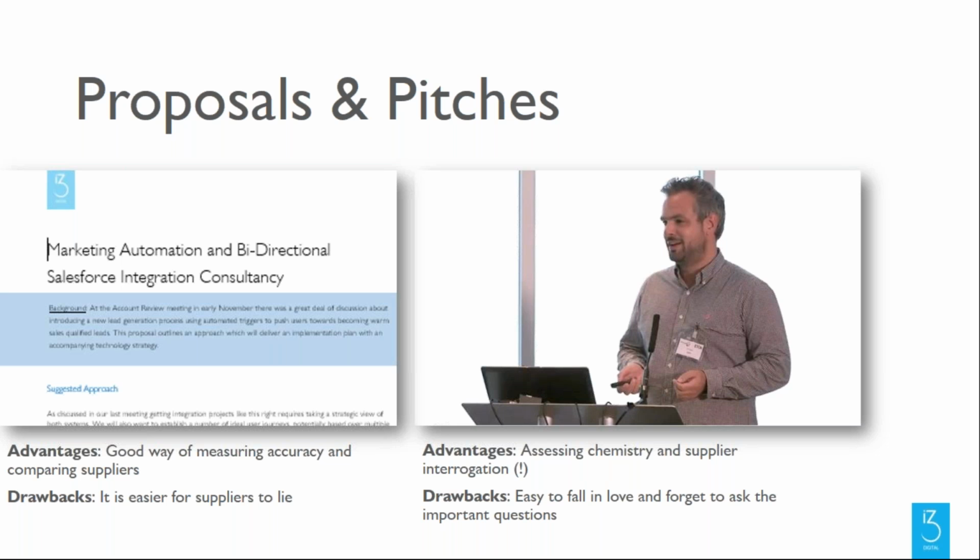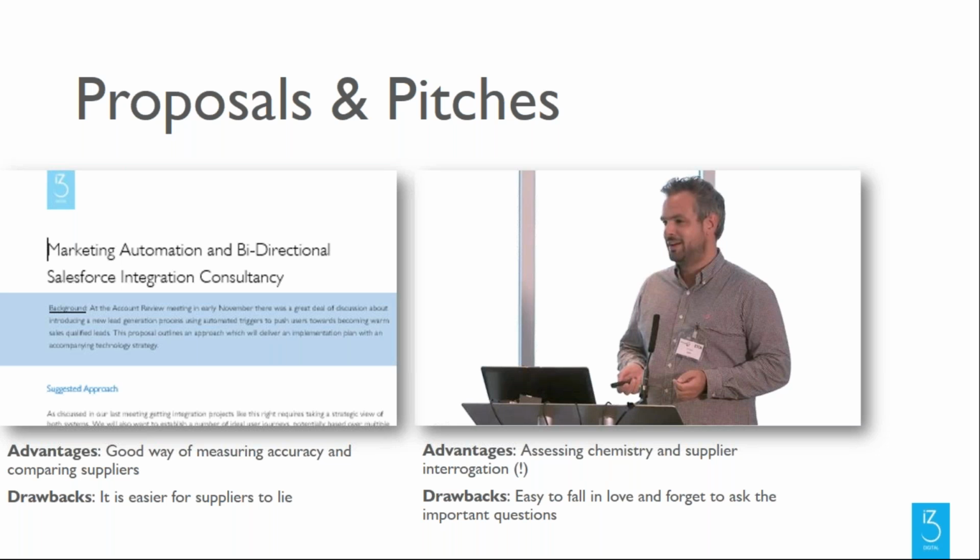If you look at the pitch situation, you've got the converse going on. It's much easier to assess chemistry and to interrogate your suppliers to make sure that they're not lying. But the problem is that you can fall in love with the idea of working with that supplier and forget to ask the same questions of each supplier. So you often have situations whereby you'll have met with 3 or 4 suppliers at the pitch stage, and you'll have asked somebody you don't like very much a particularly difficult question to qualify them out, but then you haven't asked the supplier that you like that question. And ultimately that means that down the line there's a bit of a mismatch in expectations over the scope of work you're going to deliver.